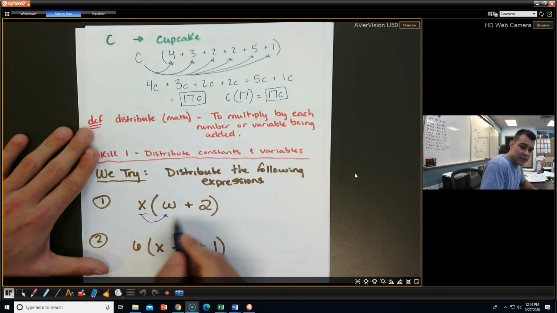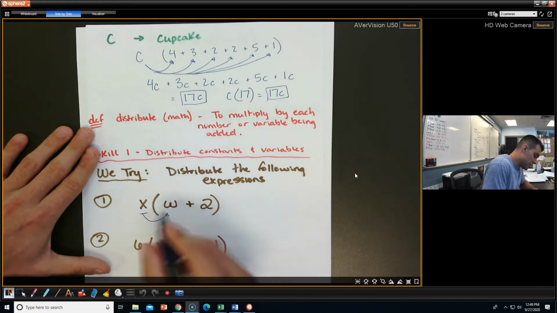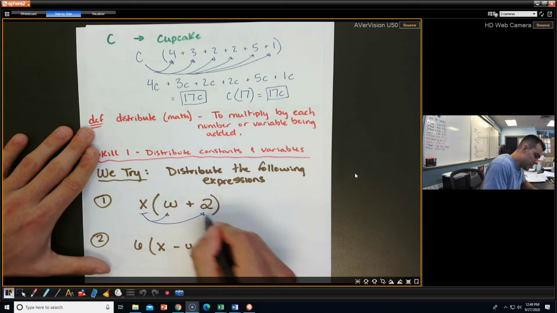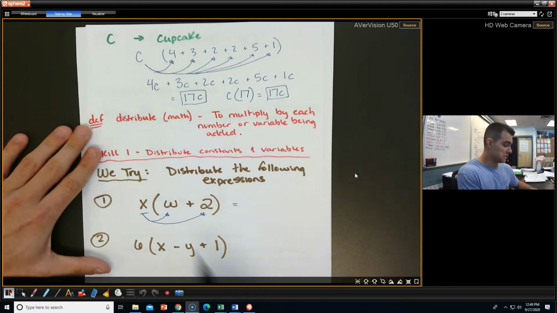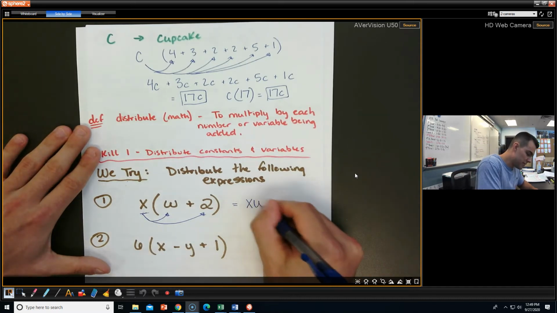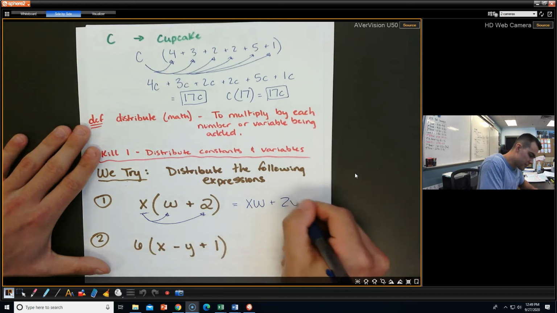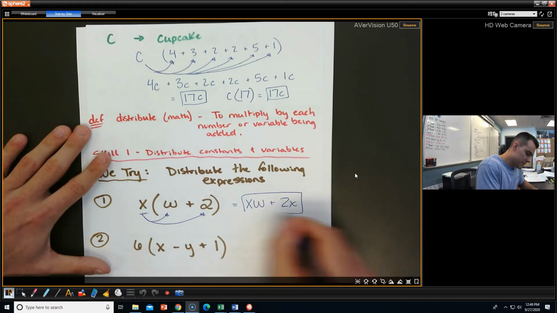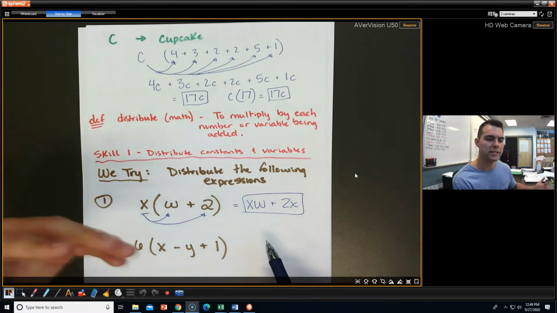And I'm going to give it to whatever is being added or subtracted in here. So I'm going to give it to the W, and I'm going to give it to the positive 2. And really all I'm doing is I'm multiplying. So x times W is xw, and then 2 times x is 2x. And there you go. That is distribution right there. Okay, that's another way to see it.